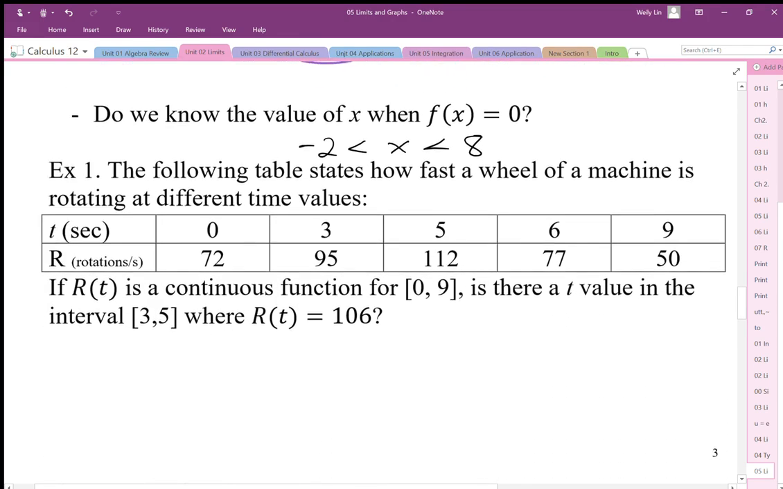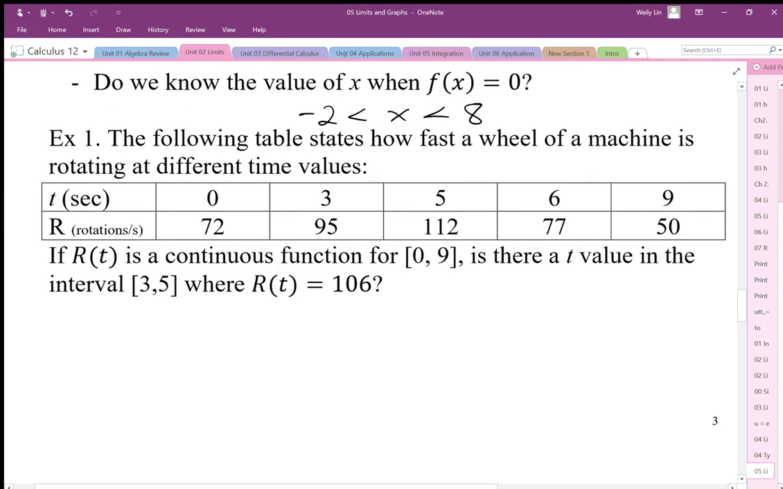So here is another one. We say that the following table is a wheel spinning, rotating at different values at different times. So at 0 seconds, it's rotating this fast. At 3 seconds, it's rotating this fast, etc. It says that the rotations per second is continuous, so it doesn't go from 72 right away to 95. There's some kind of, it has to hit all the values in between since it's continuous. Is there a t value in the interval between 3 and 5 where r of t equals 106?